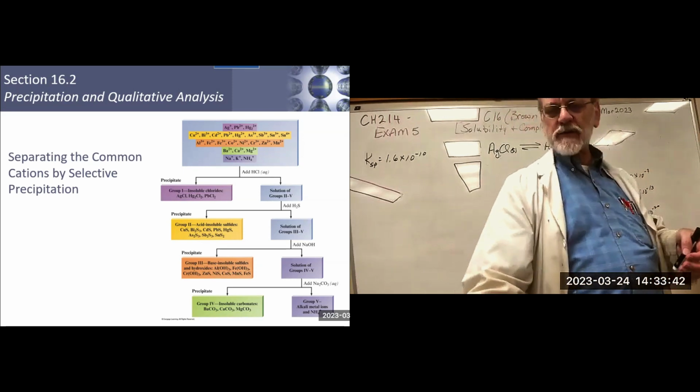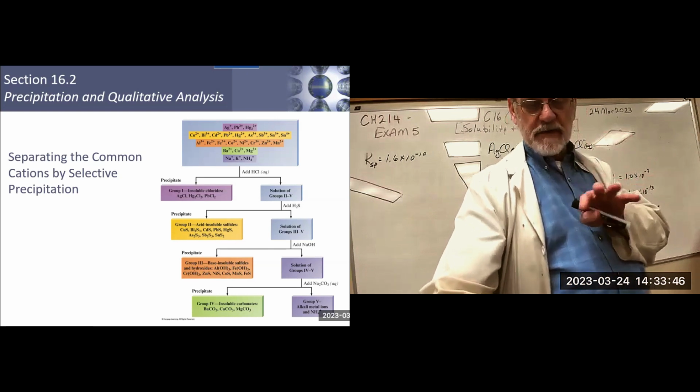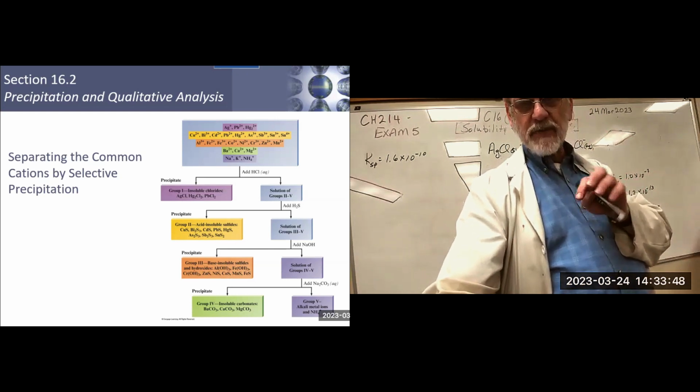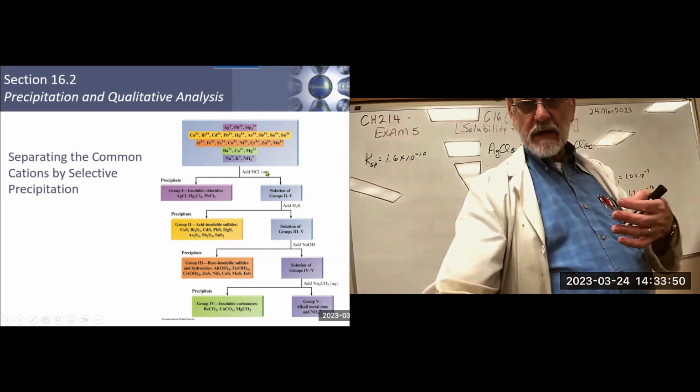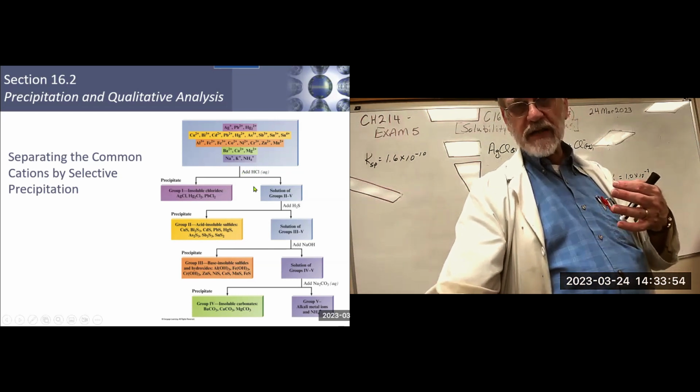Now, I don't expect you to memorize this, but I do want you to know how to use the chart. So study the chart and be able to follow the steps, what steps were required to get to each group.